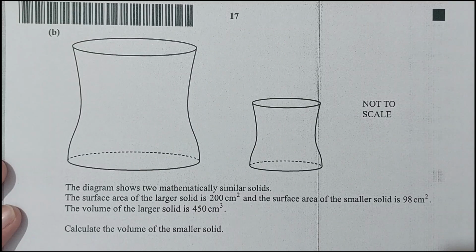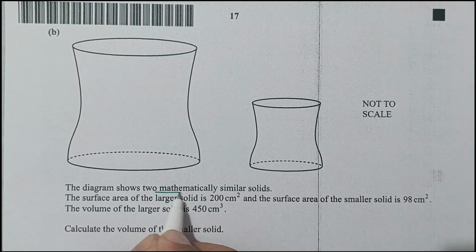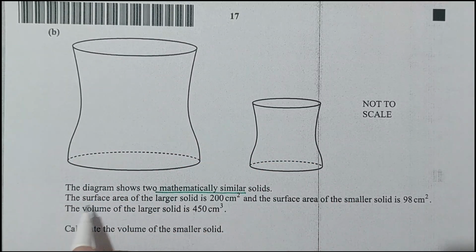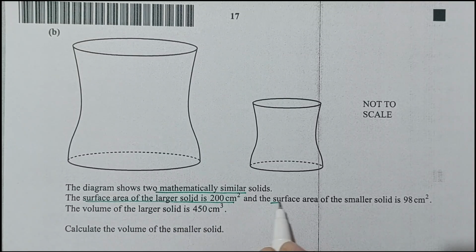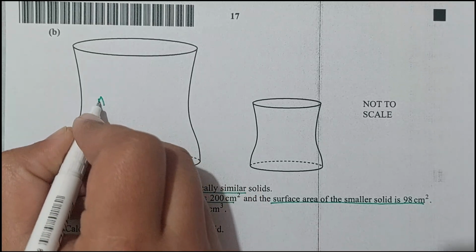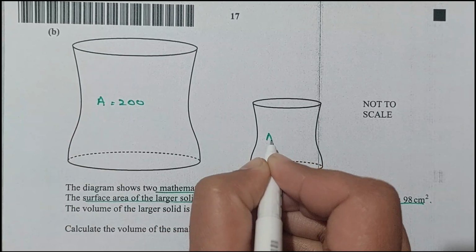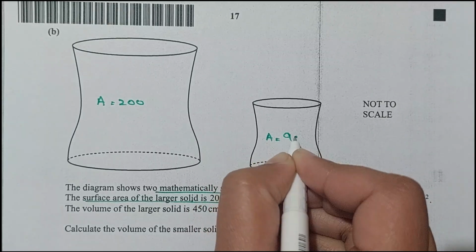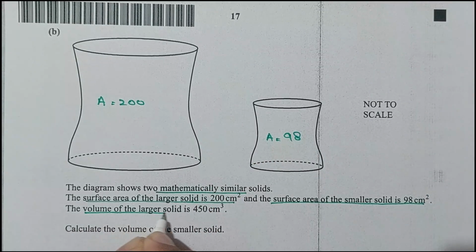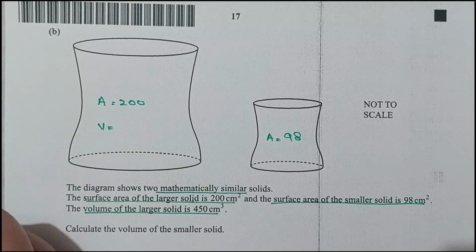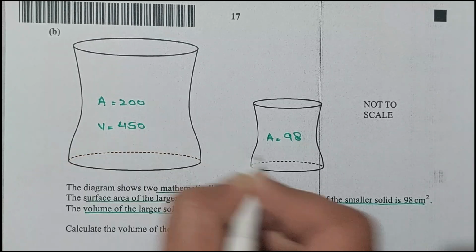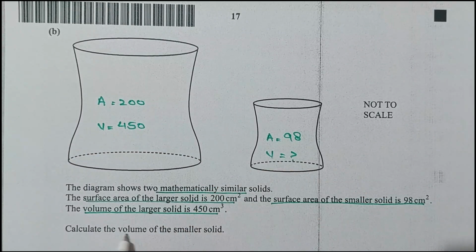Now for part B, the diagram shows two mathematically similar solids. They are mathematically similar. The surface area of the larger solid is this, and the surface area of the smaller solid is this. Okay, so we have given the surface area of the larger is 200 and the surface area of the smaller one is 98. The volume of the larger solid is 450. We have to find the volume of the smaller solid.